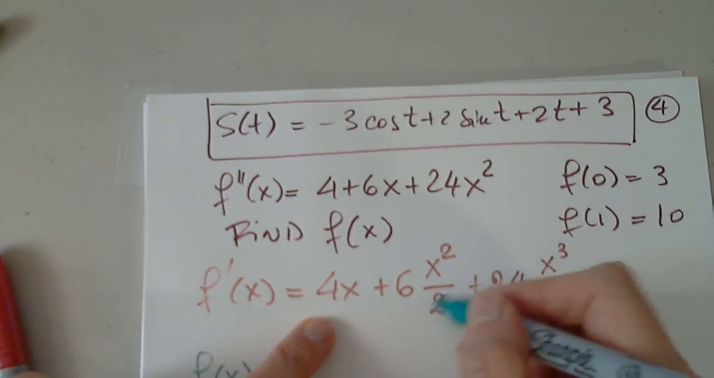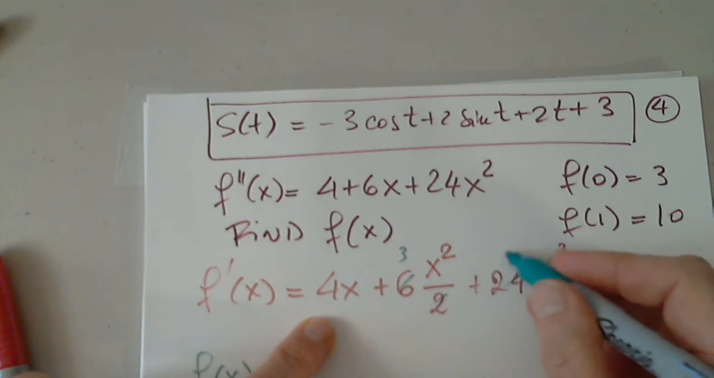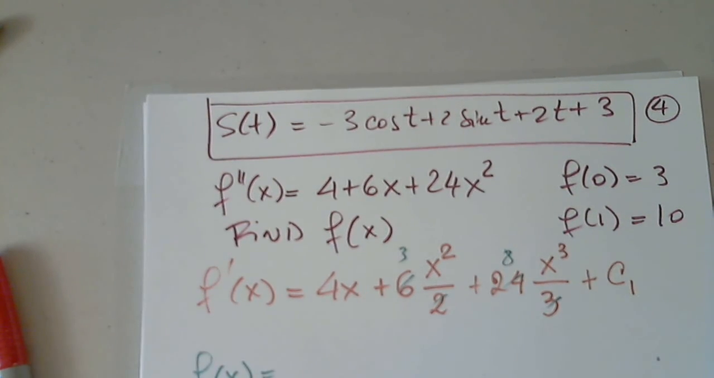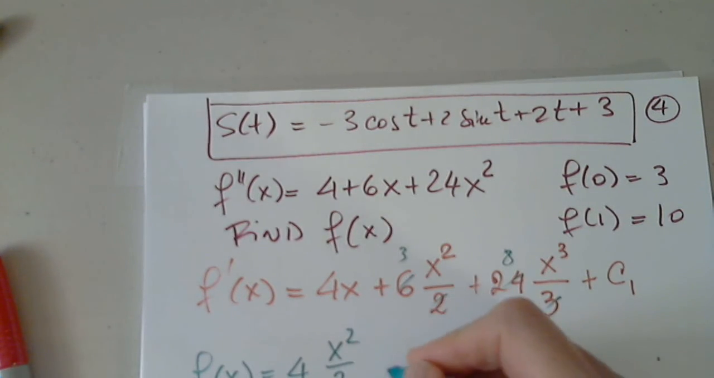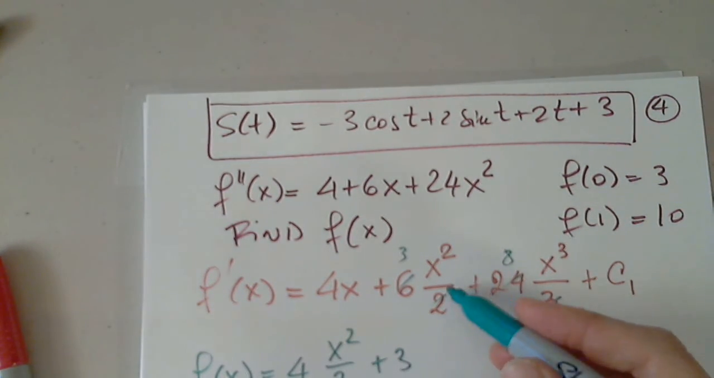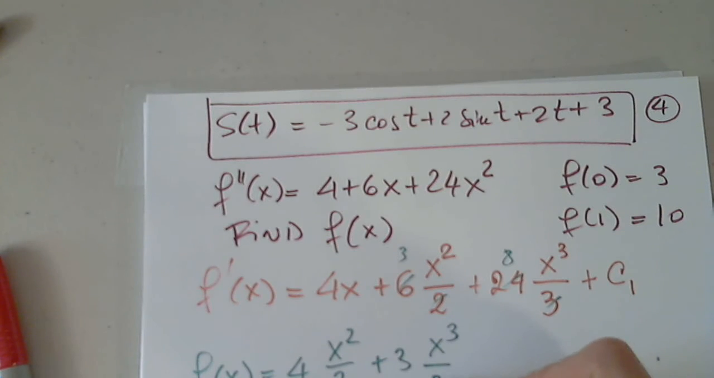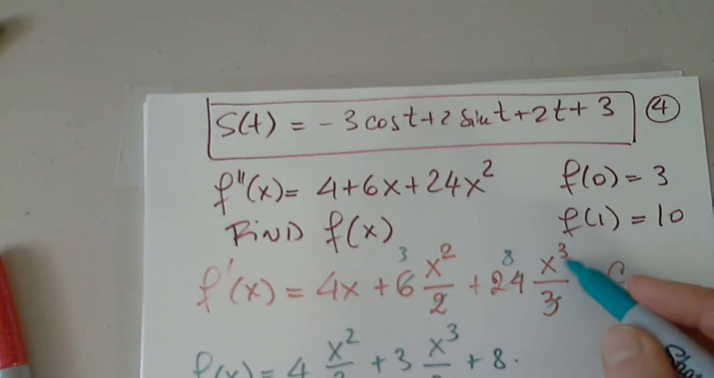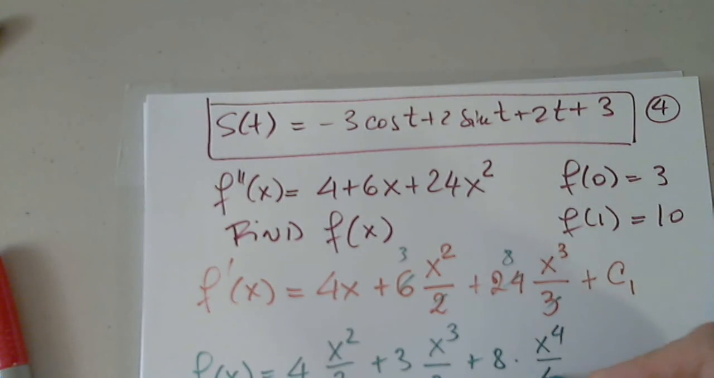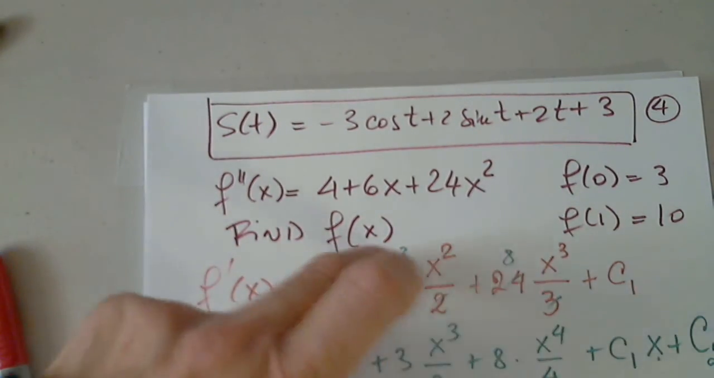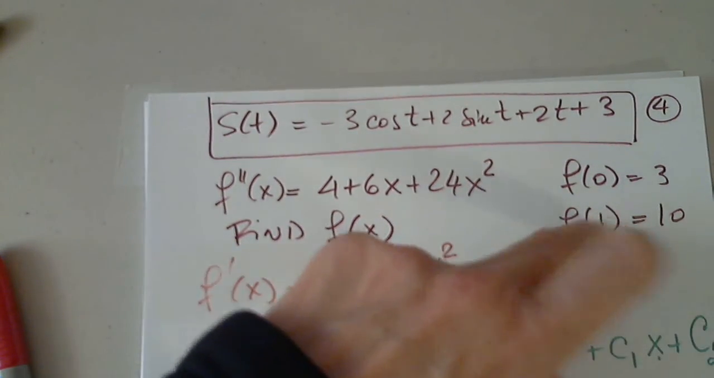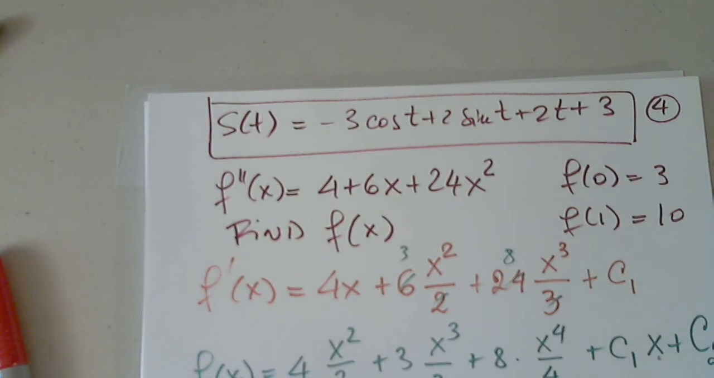Maybe I should have simplified here and gotten a 3, simplified here and gotten an 8. Okay, so 4. Which function prime is x? Well, x squared over 2 plus 3. I have x squared. X to the third over 3 plus 8. I have x to the 4th over 4 plus c1x plus c2. So let's check. This prime is this, this prime is this, and this prime is 0.